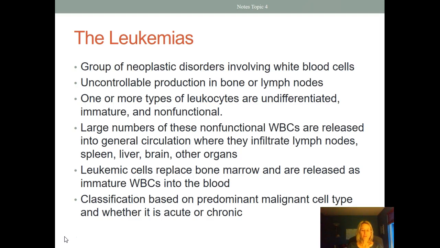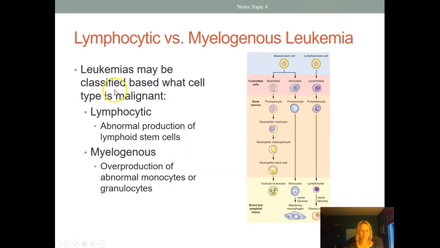What type of leukemia you have is classified based on the predominant malignant cell type and whether it is an acute or chronic condition. Okay, so it could be classified on the progenitor cell type. So lymphocytic would be from this pathway, or myelogenous would be from the myeloid pathway.